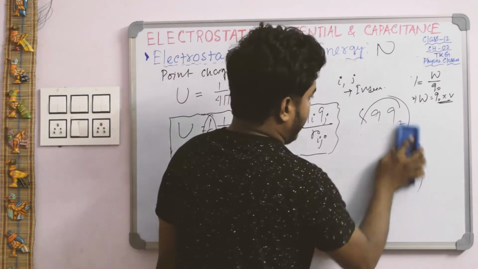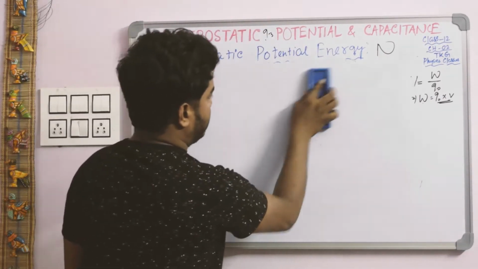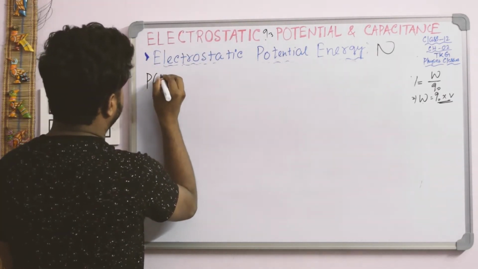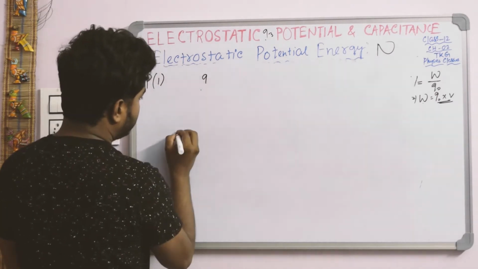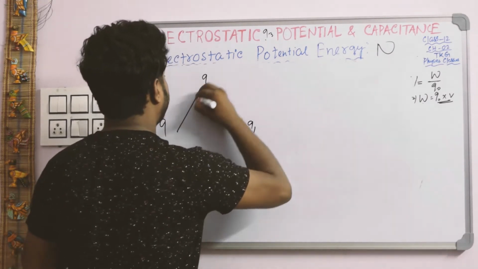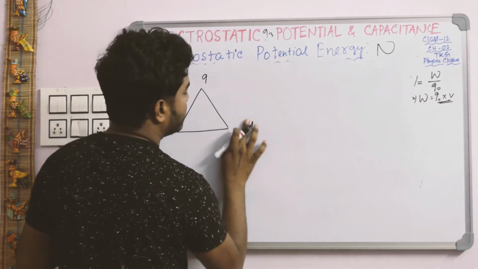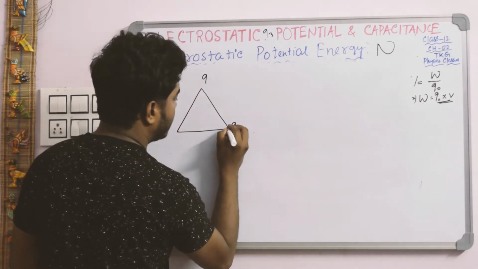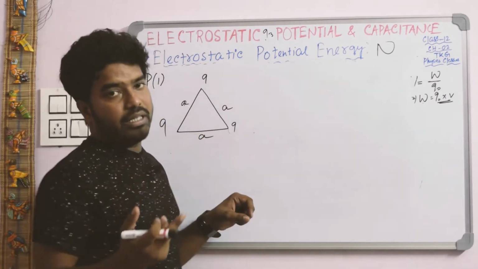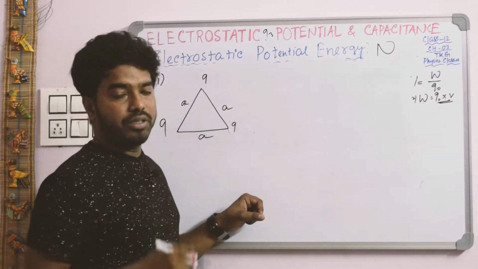Now let's take some examples. Suppose problem 1. In problem 1, given Q, another Q and another Q. They form an equilateral triangle, and this triangle has separation a. The question is, you have to calculate the electrostatic potential energy for this configuration. What is the rule?